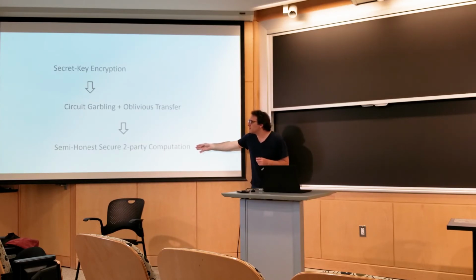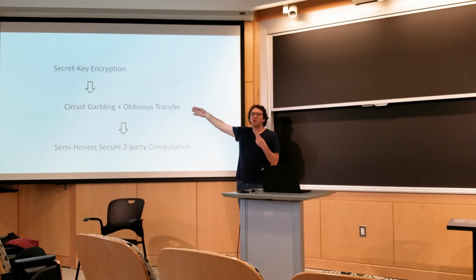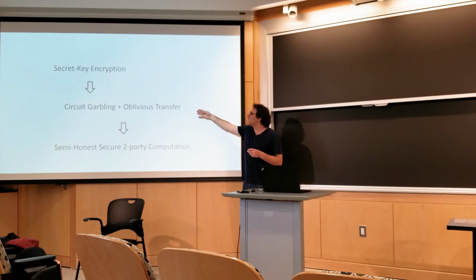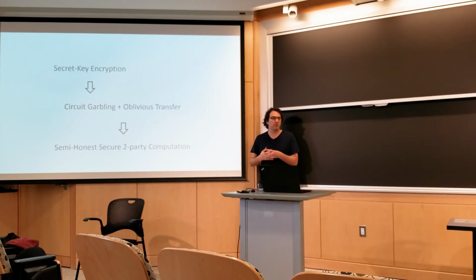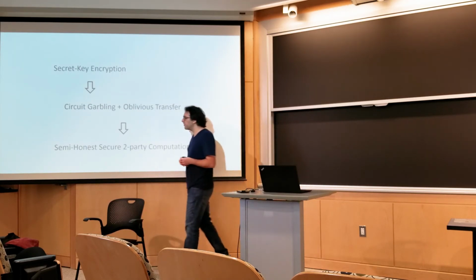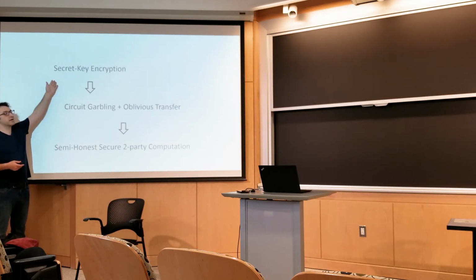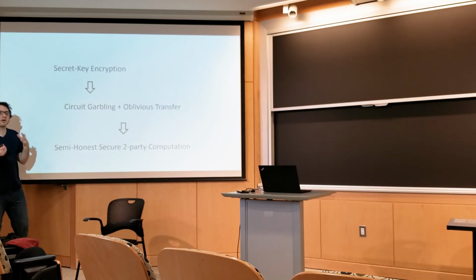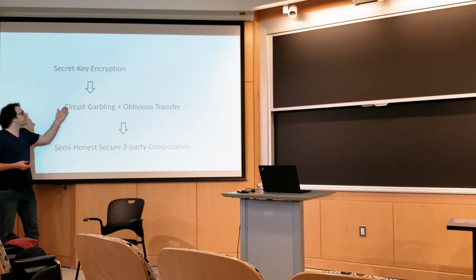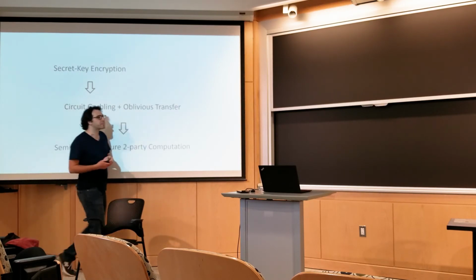And the ingredients of this construction were this new notion called the circuit garbling scheme that has a lot of applications on its own, together with oblivious transfer, which is the same oblivious transfer you used last time in the GMW protocol. And in most of the lecture today, what we did is construct the circuit garbling scheme based on a secret key encryption or one-way function. So this construction stands on its own. It has a lot of independent applications. But the first application of the circuit garbling idea was to two-party computation.